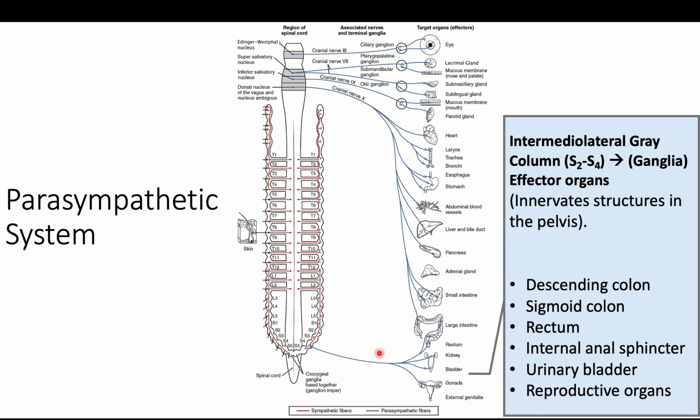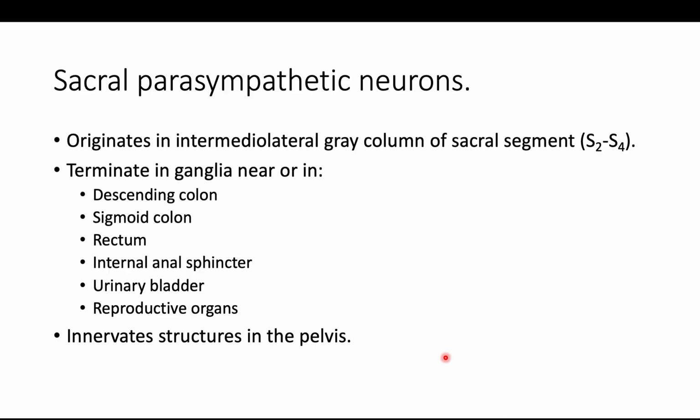Okay, now let's focus on the sacral region. Okay, its ganglia are basically located in the effector organ itself, by which its ganglia innervate the structures inside the pelvis. For example, we have the descending colon, sigmoid colon, rectum, internal anal sphincter, urinary bladder, and reproductive organs. What it will do, it will enhance their processes.